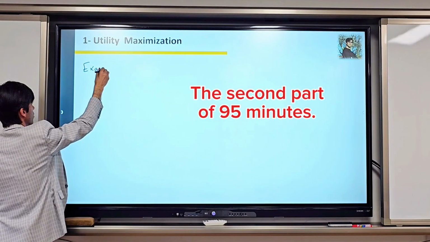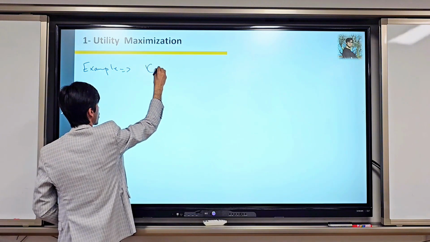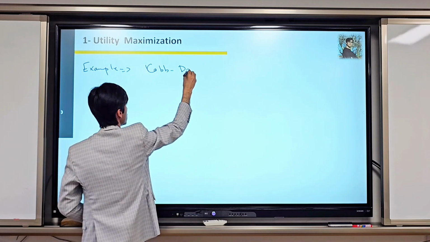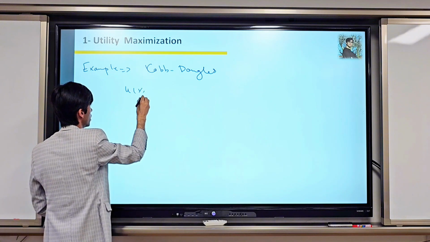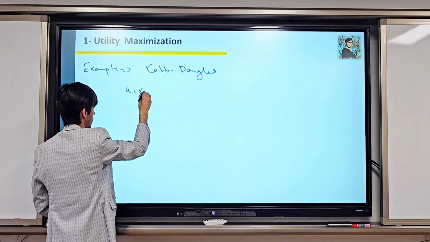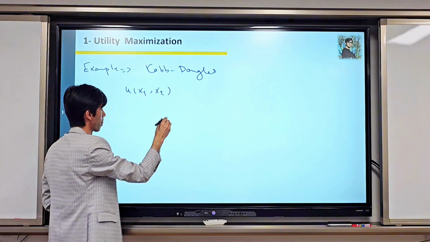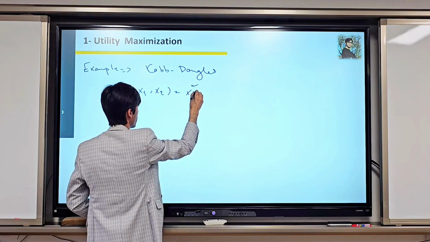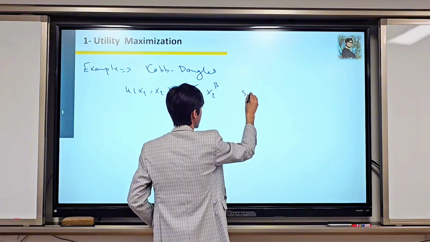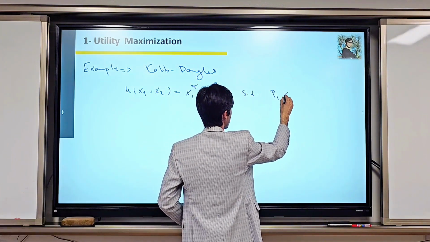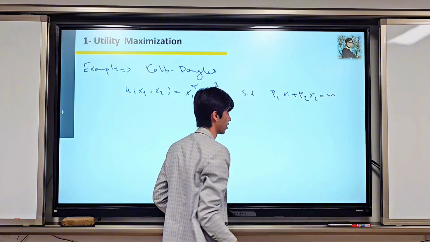Now let's solve some example. This one, for example, we have a Cobb-Douglas, which is this Cobb-Douglas U(x1, x2). Suppose xi is x1 and xj is x2, and we have x1 to the power of alpha, x2 to the power of beta. So again, it's such that p1x1 plus p2x2 is equal to our income.